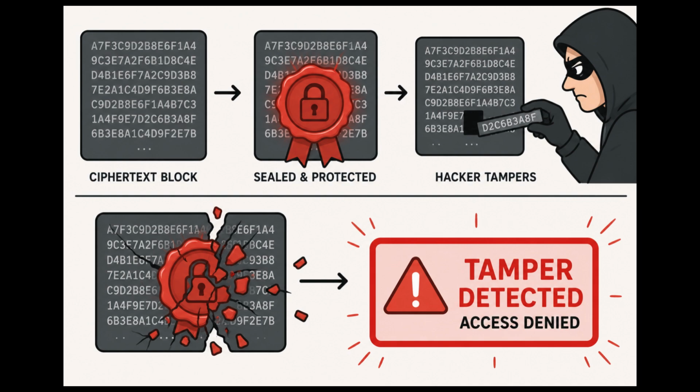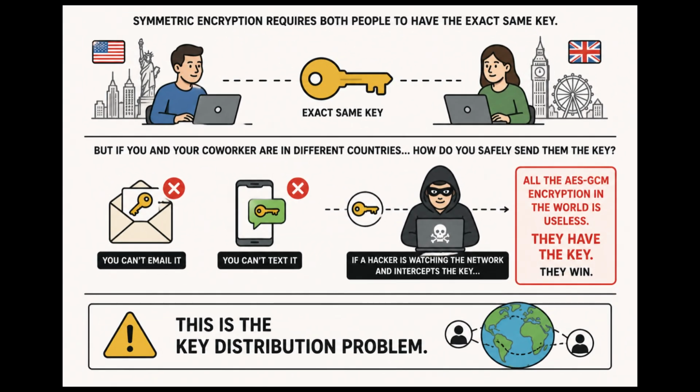So AES GCM is fast. It hides patterns, it is tamper proof, but I told you at the very beginning there was a fatal flaw. Symmetric encryption requires both people to have the same exact key. But if you and your coworker are living in different countries, how do you safely send them the key?